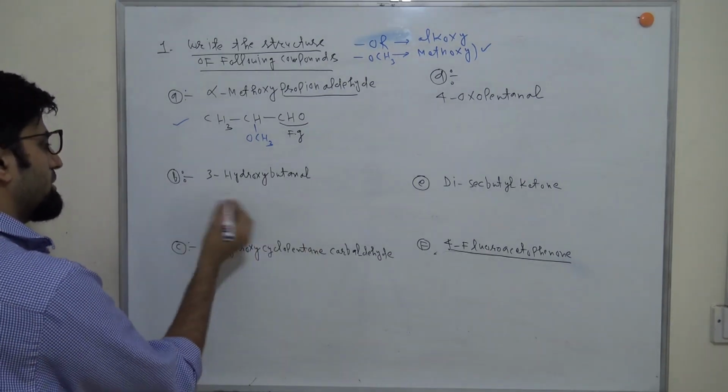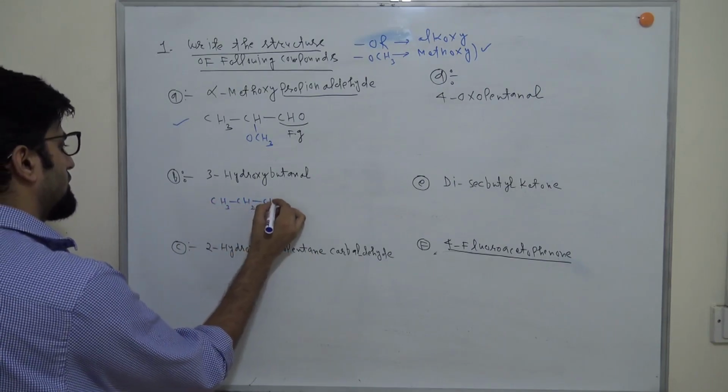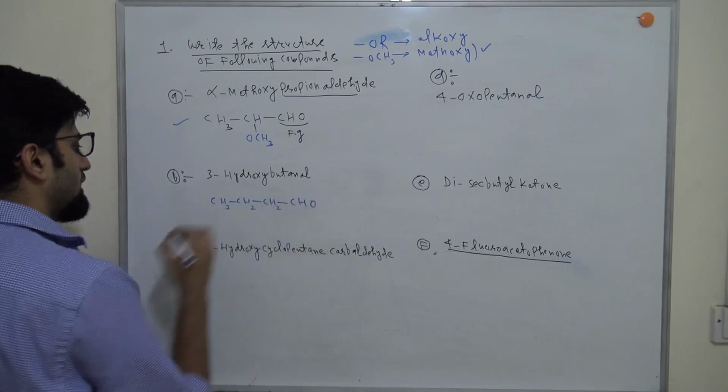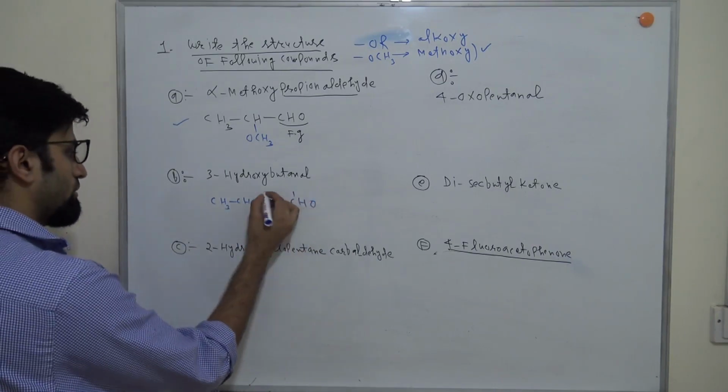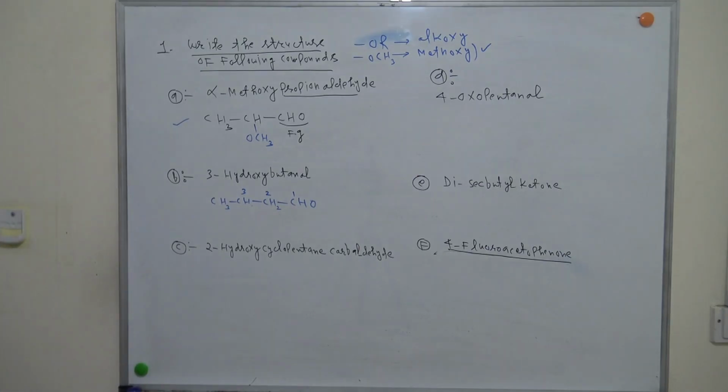So what is the tip? The tip is to start from the end. So CH3, CH2, CH2, CH2. This is your butanal, right? Now 3-hydroxy. So 1, 2, 3. So at 3, hydroxy. Guys, hydroxy is the prefix for OH.